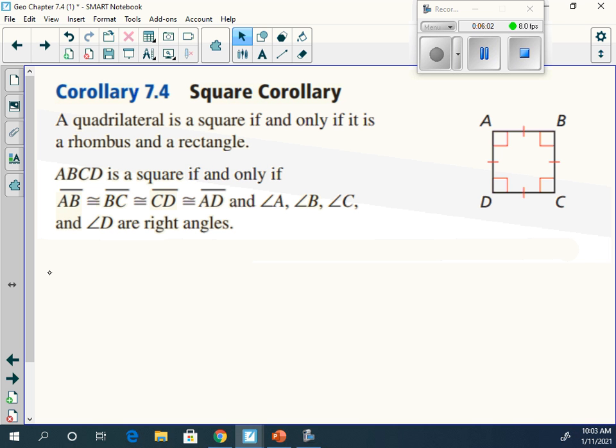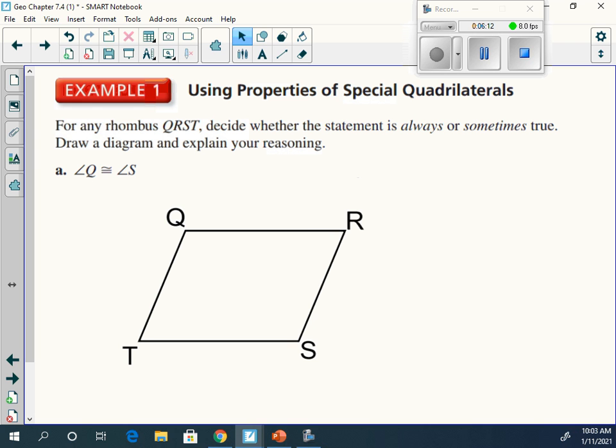We'll say this, rhombus and rectangle, because it's a rhombus if all four sides are congruent, and it's a rectangle if all four angles are 90 degrees, or right angles. So, let's start applying this a little bit, and that's really what the homework assignment is going to be. For any rhombus QRST, decide whether the statement is always or sometimes true.